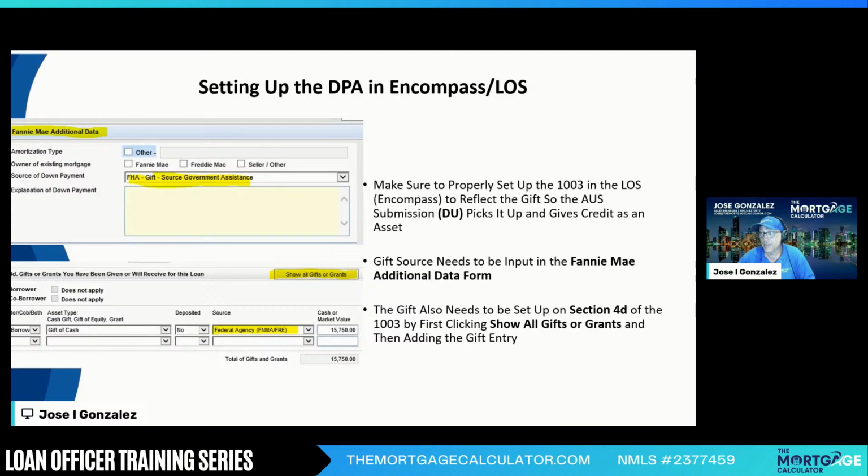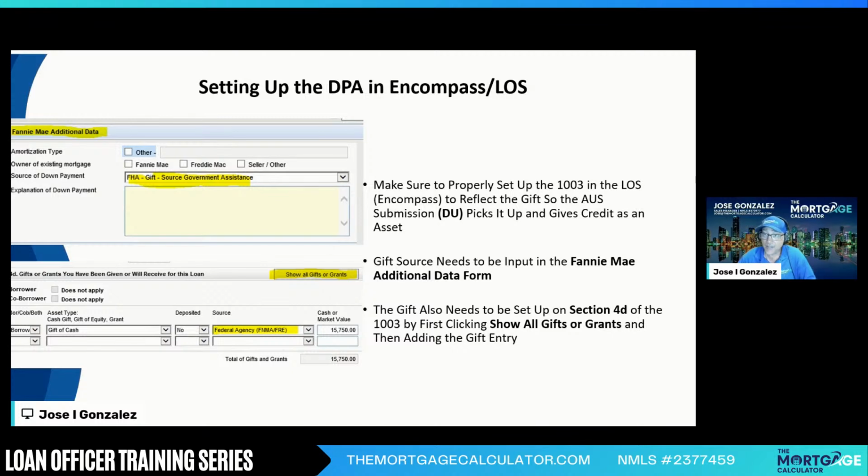There's basically 2 steps that you have to take here. The first step, and this is obviously for Encompass, is that you have to go to the forms tab in Encompass, and you look for the Fannie Mae additional data form. In the Fannie Mae additional data form, you're going to click on the downward facing arrow to open up the drop down menu, and you're going to select FHA gift source government agency, right? So when you see that page, you select that in the drop down.